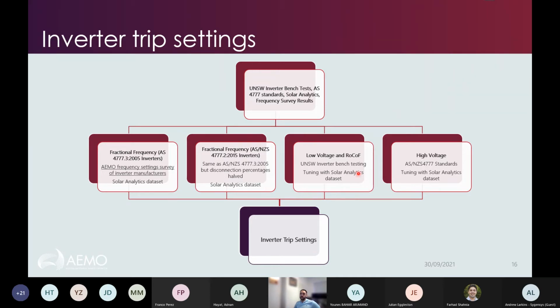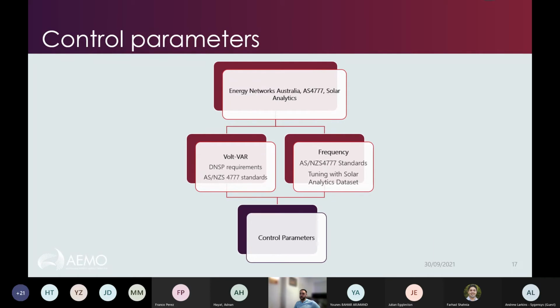For undervoltage events and rate of change of frequency, we used UNSW's bench testing results, where they could apply an undervoltage, a voltage sag of 10%, 20%, 30%, for 80, 100, 120, 220 milliseconds, and understand the inverter behavior that way. Same for rate of change of frequency as well. And then for overvoltage events, we used a combination of the AS4777 standard and then tuned the model to get an appropriate response. So that makes up the inverter trip settings.